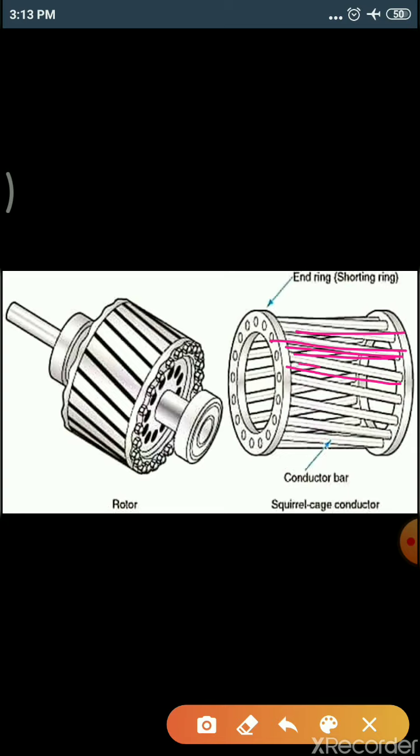We'll say these are parallel but slightly slanted. These are the conductor bars. This is your rotor.